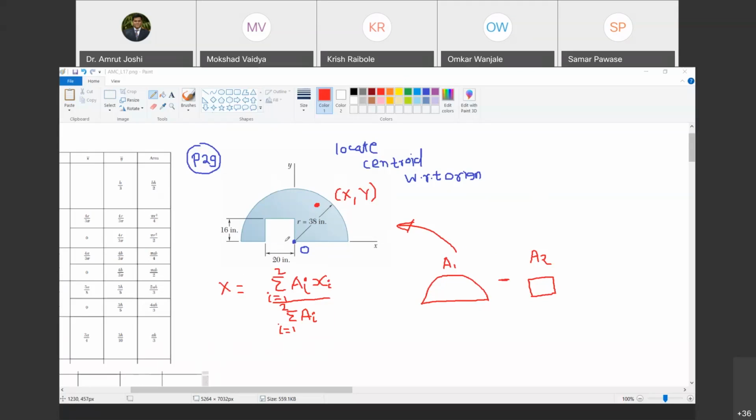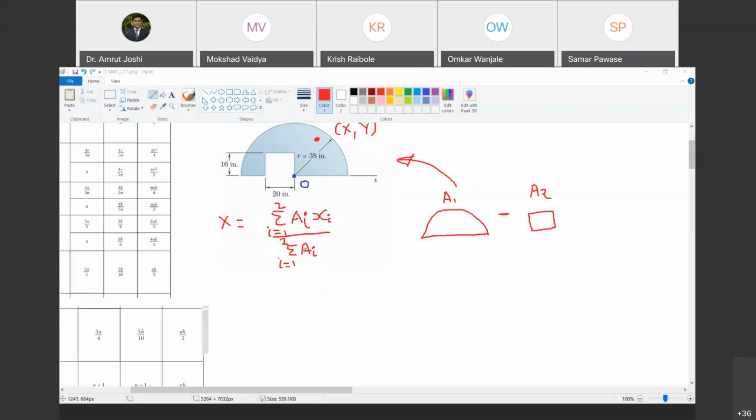So the first step that we need to do is split this diagram into a number of areas for which we already know the centroids. So here there are two areas, one is a semicircular area, that means a semicircle, and the other is a rectangle. Do you agree with me? Yes, sir. And then we make a table.